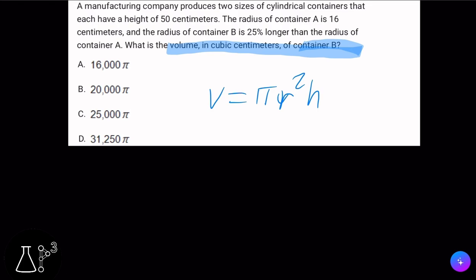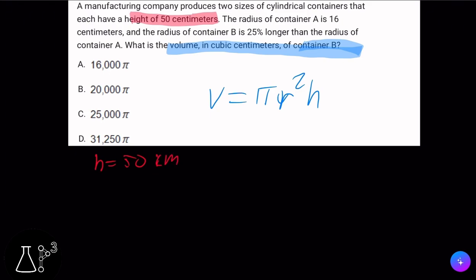So let's use the information given to figure out. We're given that both container A and container B have a height of 50 inches. Therefore, H equals 50 inches, or centimeters. My mistake.